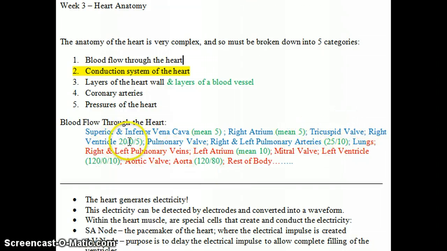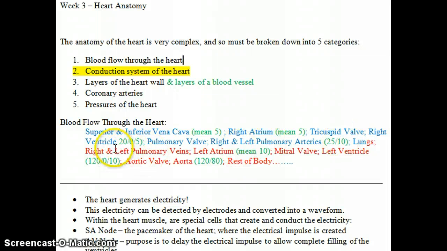Tricuspid valve, right ventricle, that is reported as systole, diastole, and then the EDP, which is the end diastolic pressure. And we haven't really talked about what EDP is, and at this point you don't really need to know. Just understand that when you see the numbers in this 3 format, then this is systole, diastole, and EDP. Okay, pulmonary valve, right and left pulmonary arteries. That average normal blood pressure is 25/10.